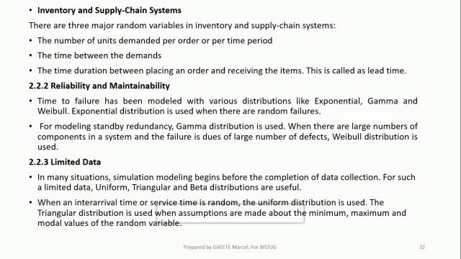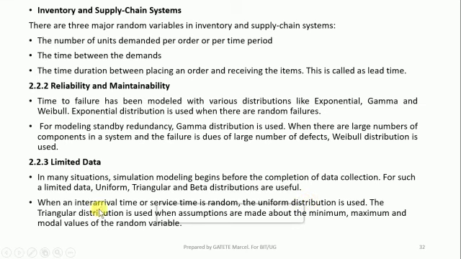So if you have few data, use the uniform distribution. You can also use triangular and beta. We will see these distributions in later chapters. So when you have few data, you use these distributions. But when the inter-arrival time or service time is random, you can also use the uniform distribution. It can also be used here.